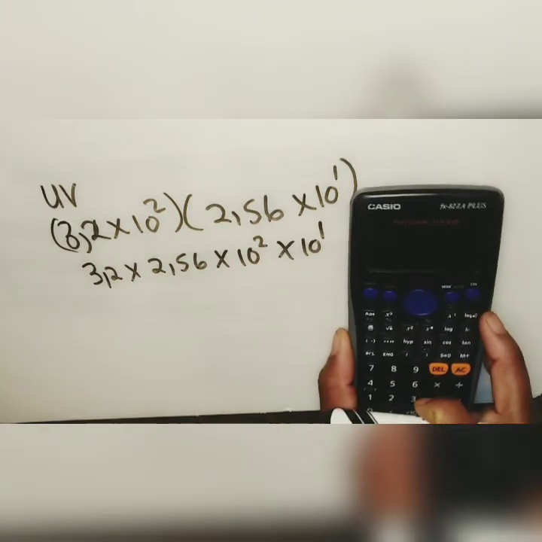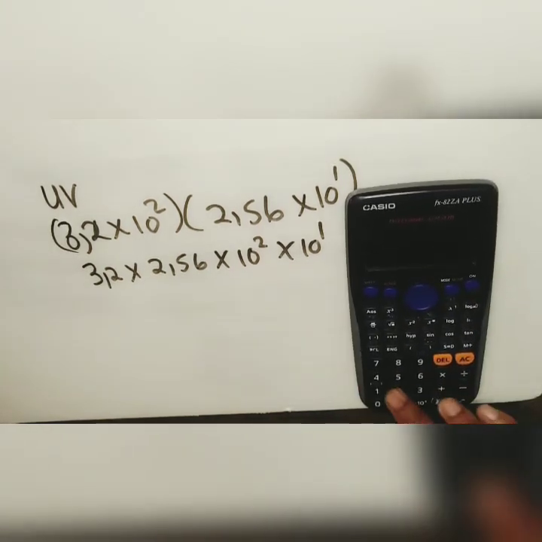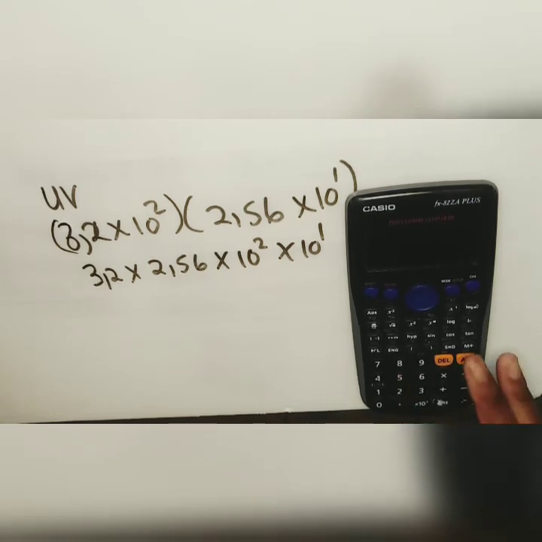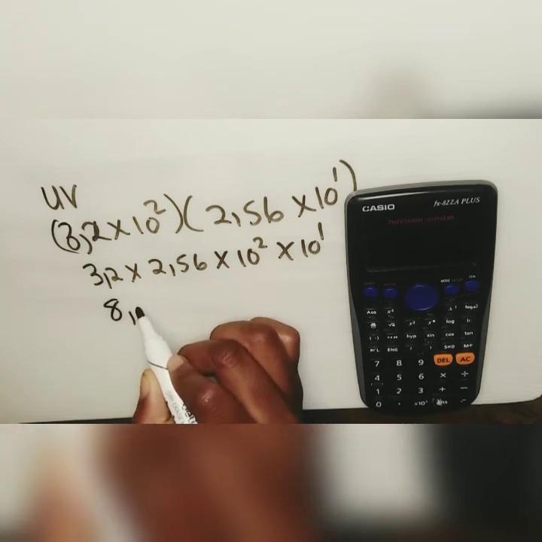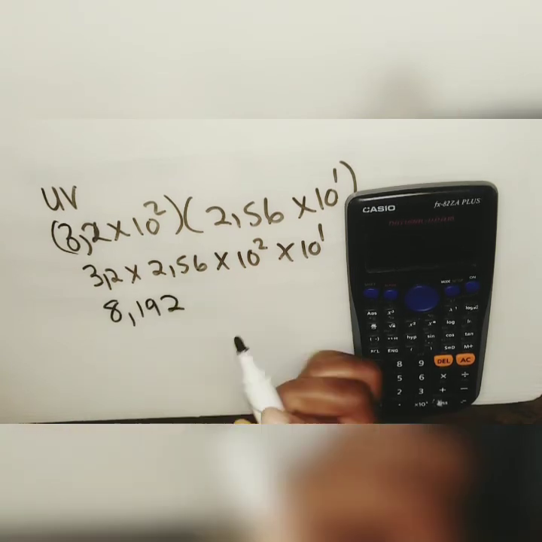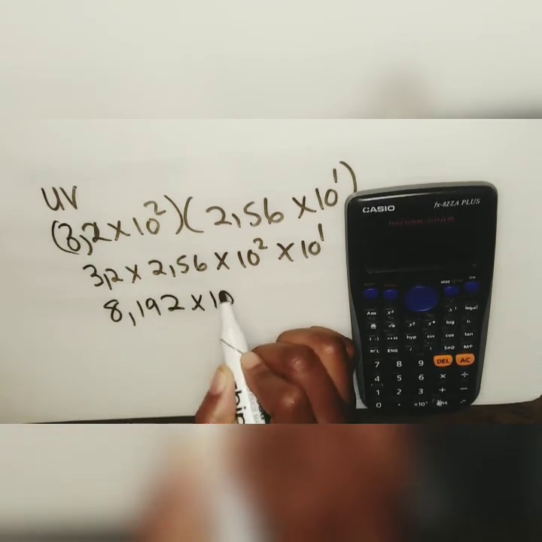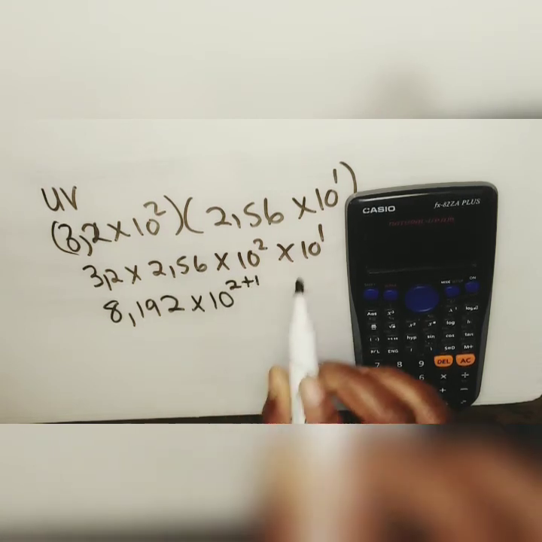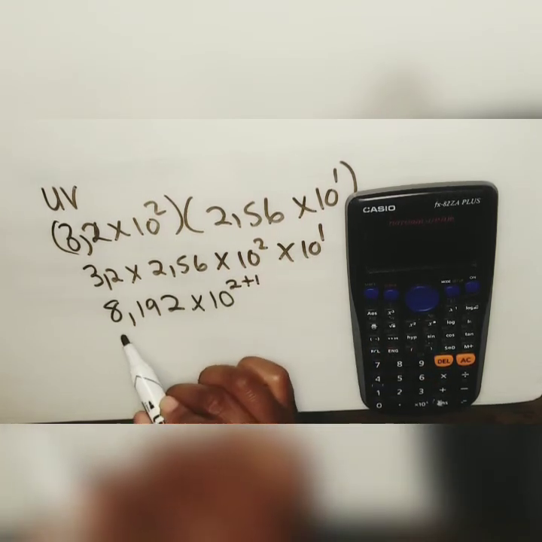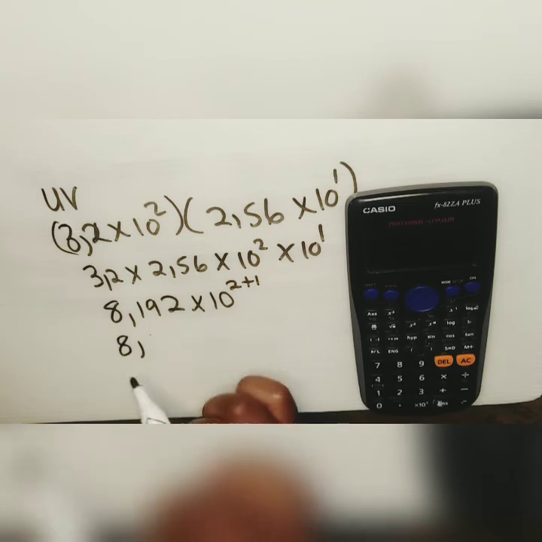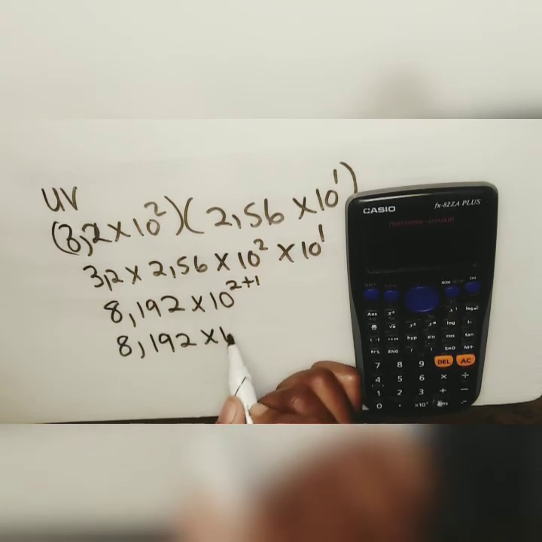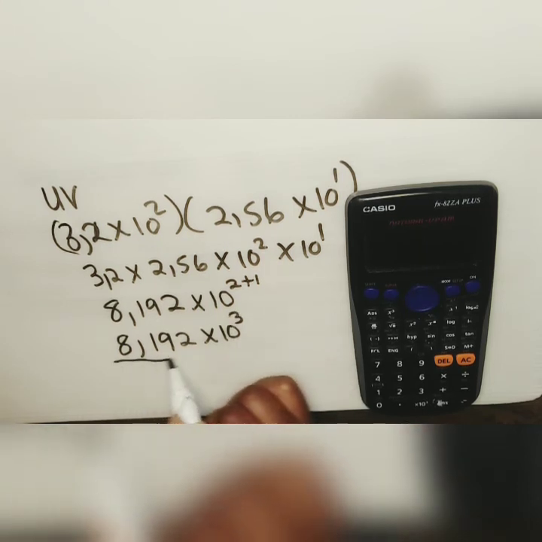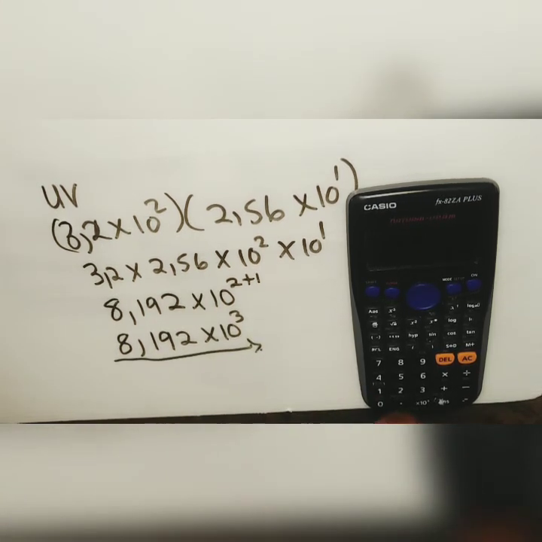My calculator, it's my best friend. So 3,2 times 2,56. Remember to punch in your numbers correctly. I'm getting 8,192 times, so it's times the 10 to the power 2 plus 1. We simply add the powers there. So my final solution is 8,192 times 10 to the power 3. Okay. Hopefully you guys were following.